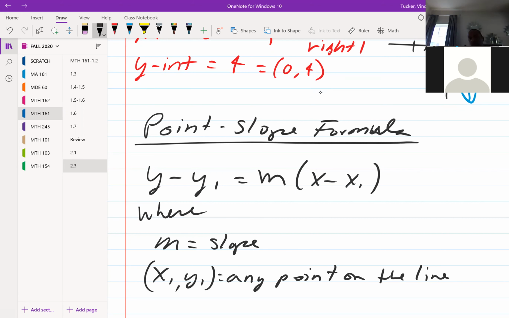All right, so your point-slope formula, you could use any point on the line and the slope to find the equation of the line if you use this formula. y minus y1 equals m times x minus x1.